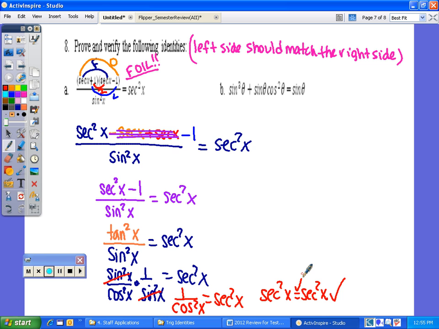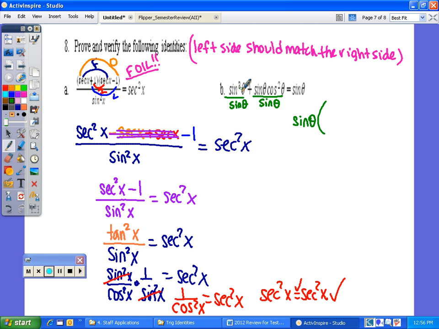All right, the next one, we have sine cubed theta plus sine theta and cosine squared theta. So what we can do is we can see that both groups have a sine in common. So I can divide both groups by sine. When you divide by sine, that means you're factoring out sine and putting it on the outside.